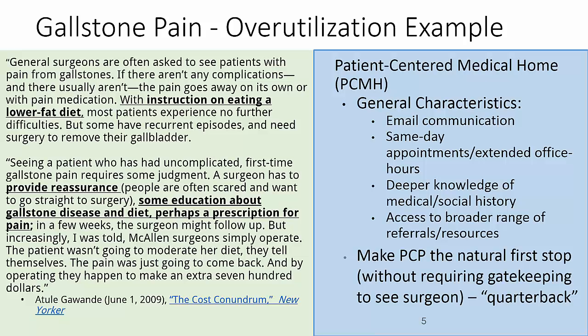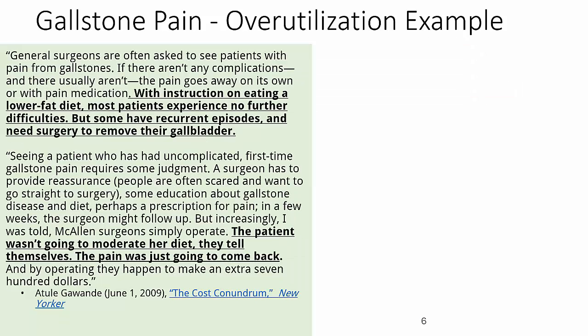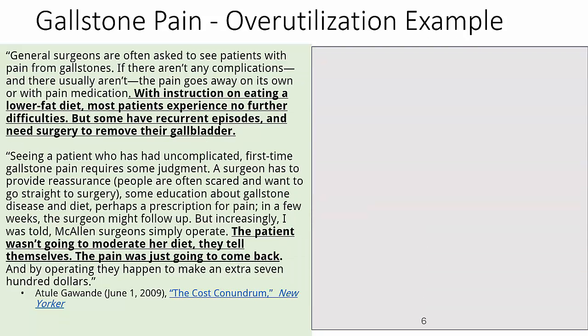And if the primary care provider has a good understanding of the patient's medical and social history, they are in a better position to judge whether conservative treatment or more aggressive treatment will be appropriate in that particular case. And with the PCMH, an ACO would hopefully facilitate good care coordination.